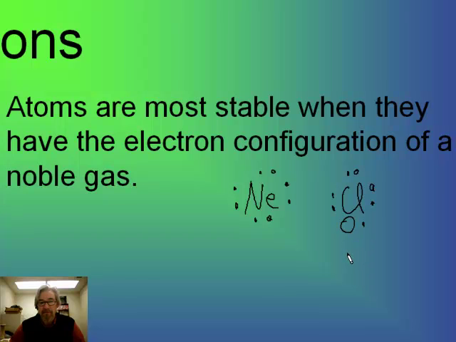Or if you think about sodium, sodium has 1 dot. If I were to take away that highest shell dot, well, then the new highest shell would be, instead of the third one, where this dot is, it would be the second one. So it would be like neon.